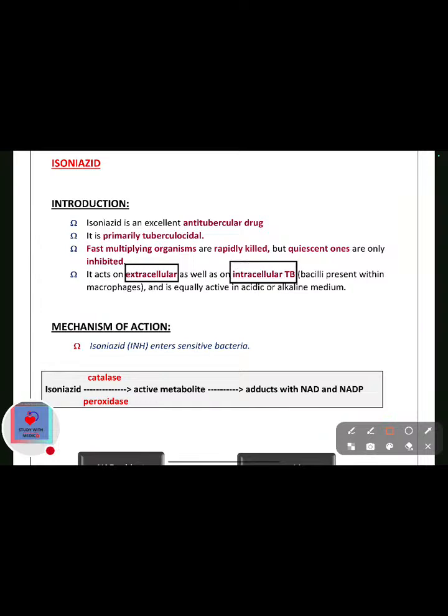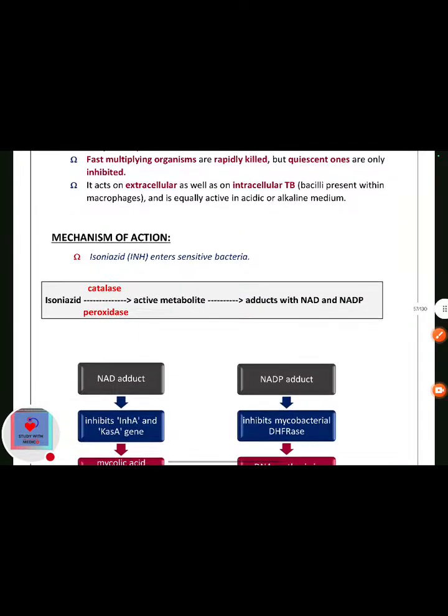So it's a very good drug. It is rapidly killing the multiplying bacteria so that the patient will not have the symptoms. It is also inhibiting the quiescent ones, which are in the form of spores. So this is acting as extracellular and intracellular. So bacilli present within macrophages, and it is equally active in acidic or alkaline medium.